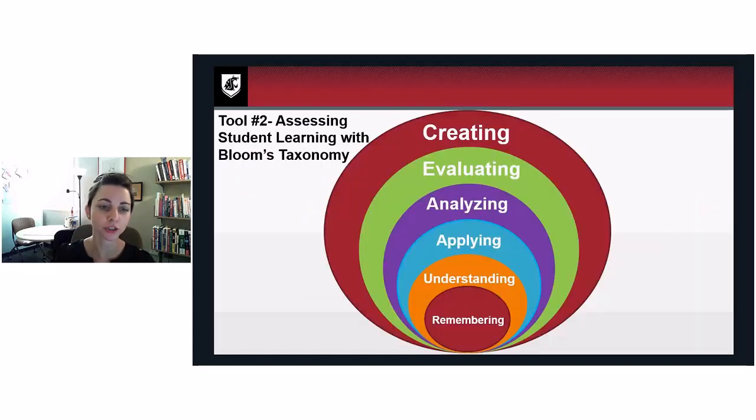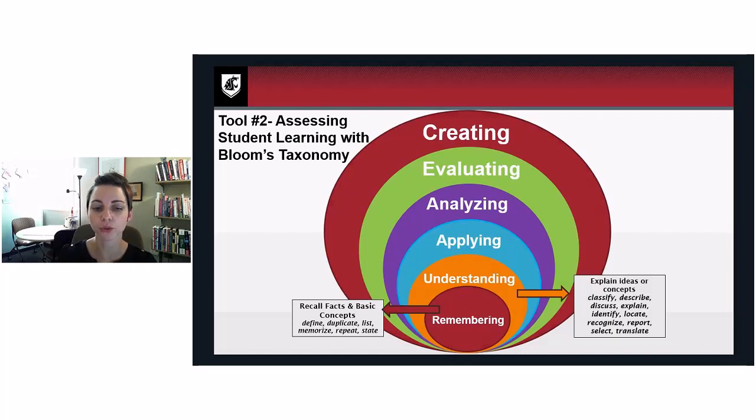And then the second tool for assessment that we're going to discuss is called Bloom's taxonomy, and this is a really important tool. Benjamin Bloom was an early educational theorist who came up with this order of understanding, and it starts down at the bottom with remembering and works its way up to creating. So when we are just trying to recall basic facts and concepts, we're at the remembering level. And then we move up from there.